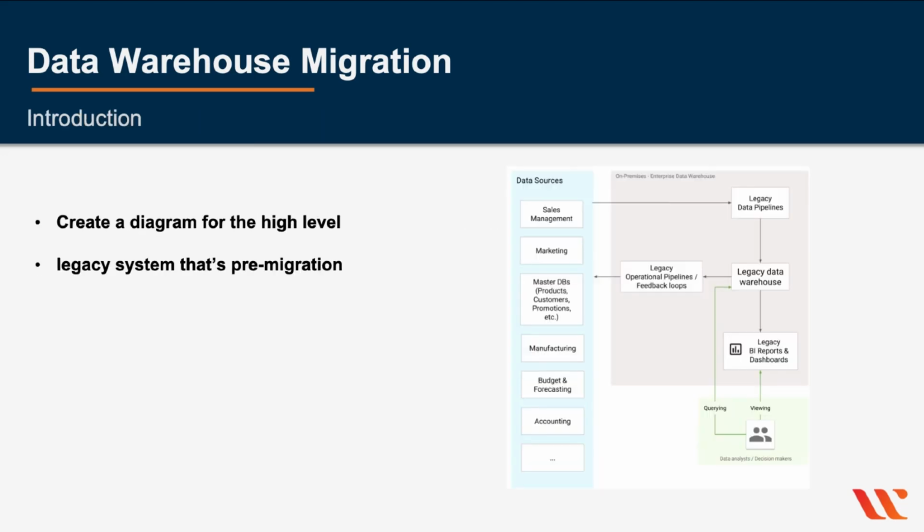And then a good way to get started is to create a high-level diagram of the legacy system, that's before the migration happens. So here you can see the different operational pipelines, the feedback loops, and the BI reports and dashboards that are currently being used in the system.